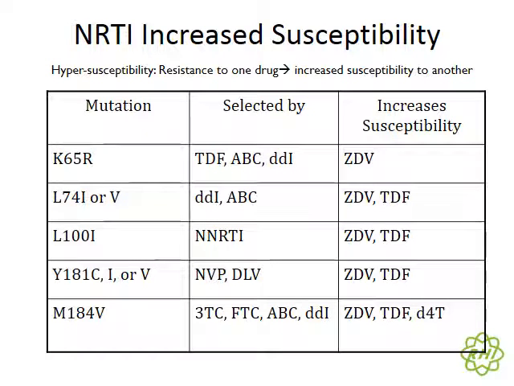This gives a nice table to show how these drugs can affect each other. So you can see how a mutation like the K65R, which is selected by tenofovir primarily, to a lesser extent abacavir and DDI, will increase susceptibility to zidovudine. And when we have our results from our resistance testing, they actually give a score for every drug on whether susceptibility is increased or decreased depending on the kinds of mutations that are found in that particular HIV population.